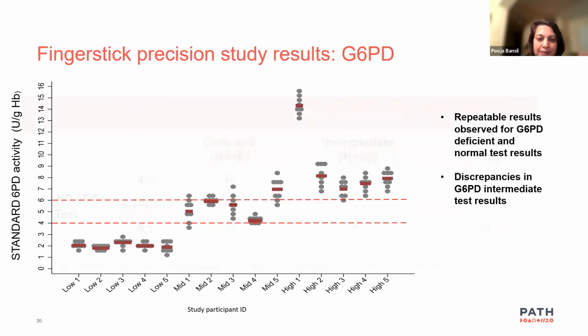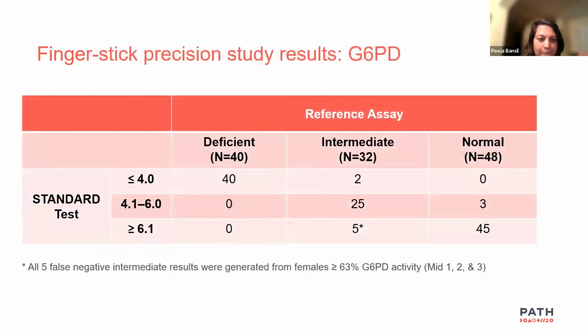Next slide, please. This table shows the breakdown of the fingerstick precision study results between the reference and the standard test. For all 5 deficient participants, all results, 40 out of 40, were consistently below the threshold for G6PD deficiency.